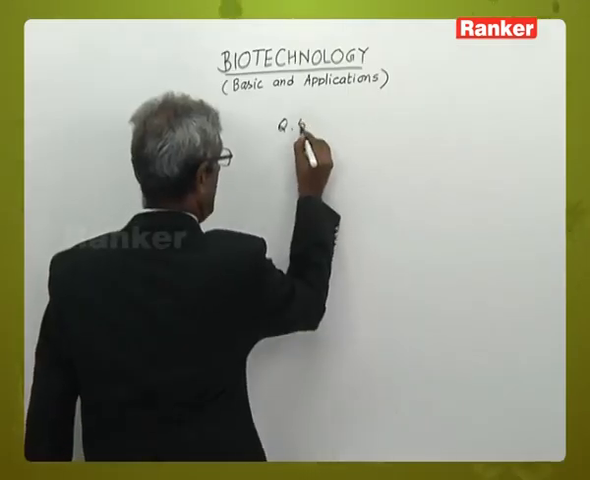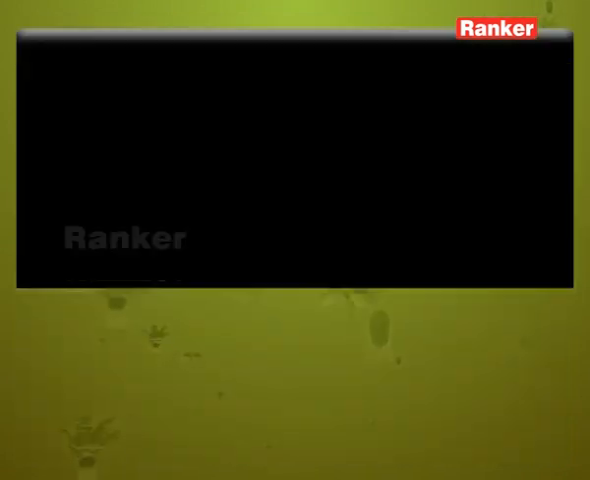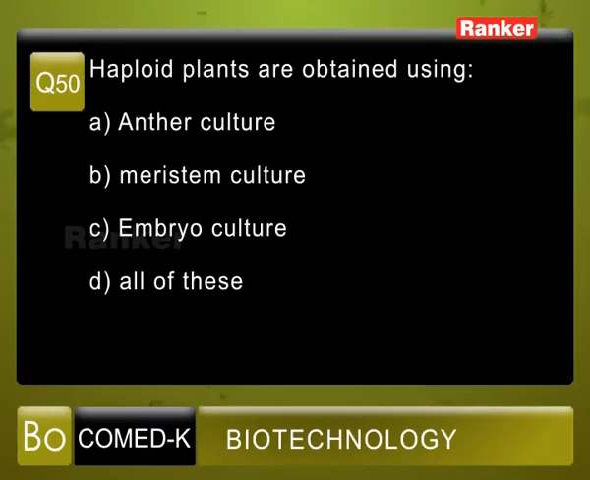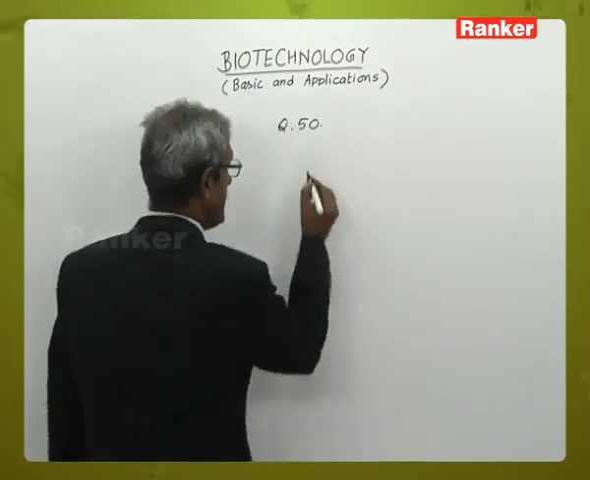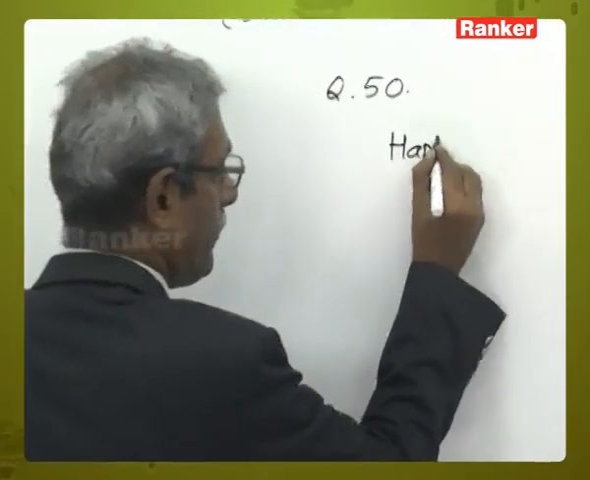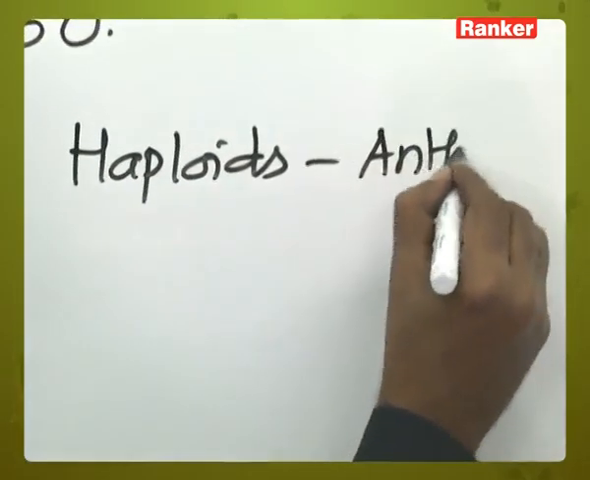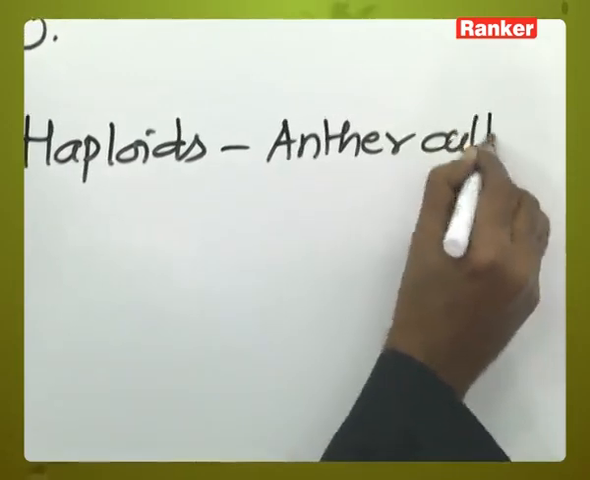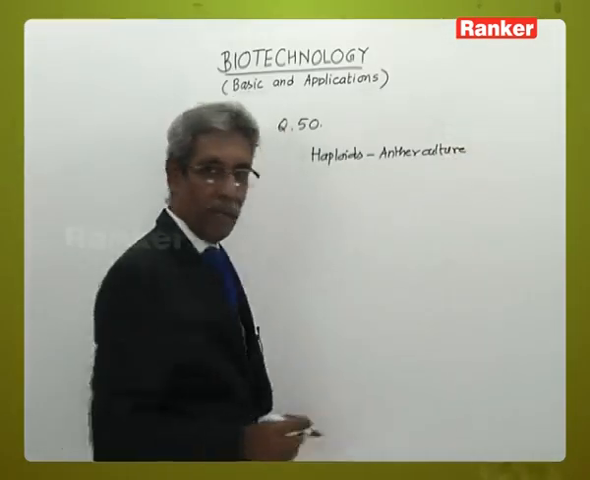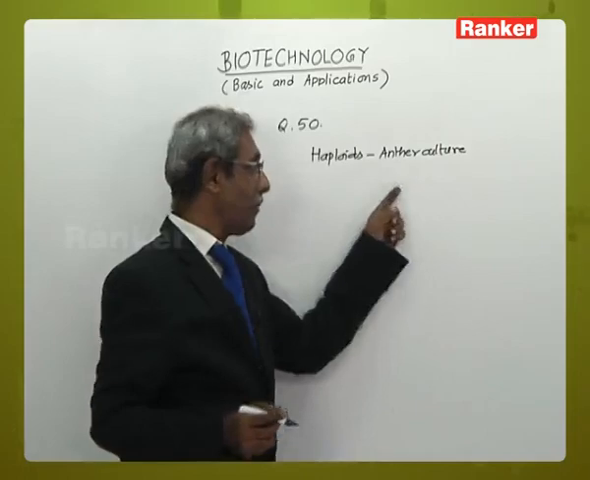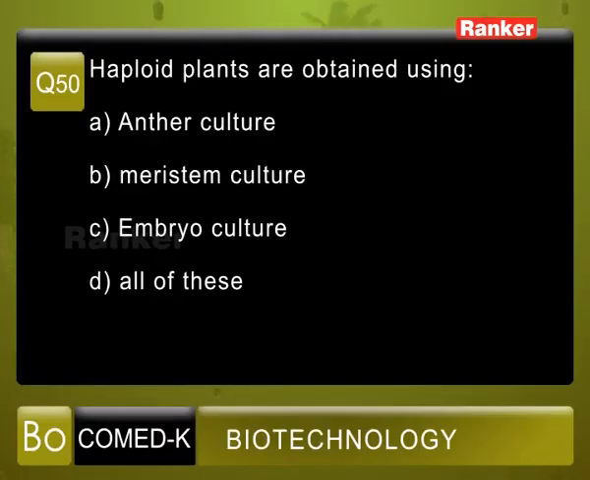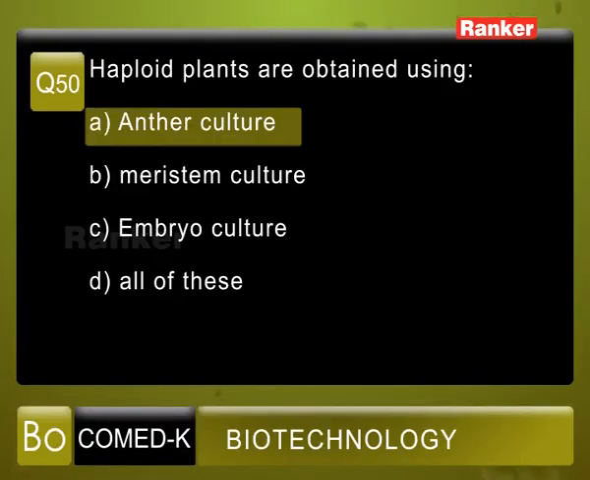We go to question number 50. Haploid plants are obtained from either anther culture, meristem culture, embryo culture, or all of the above. Haploids are developed by anther culture, because the microsporangium is haploid. Hence, the answer is A.